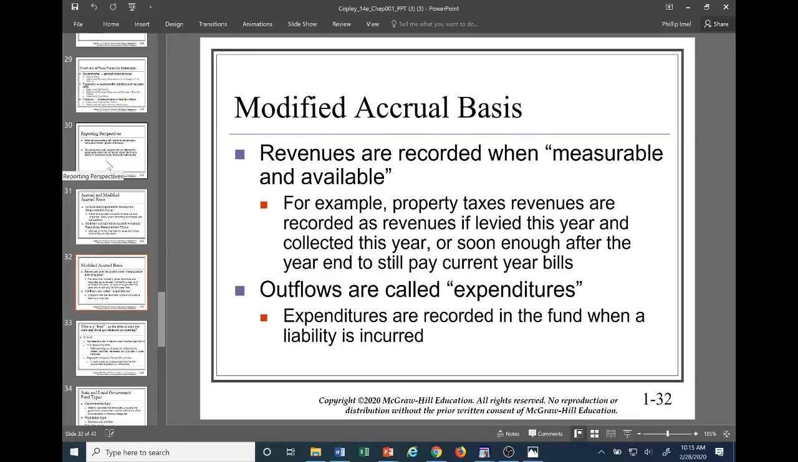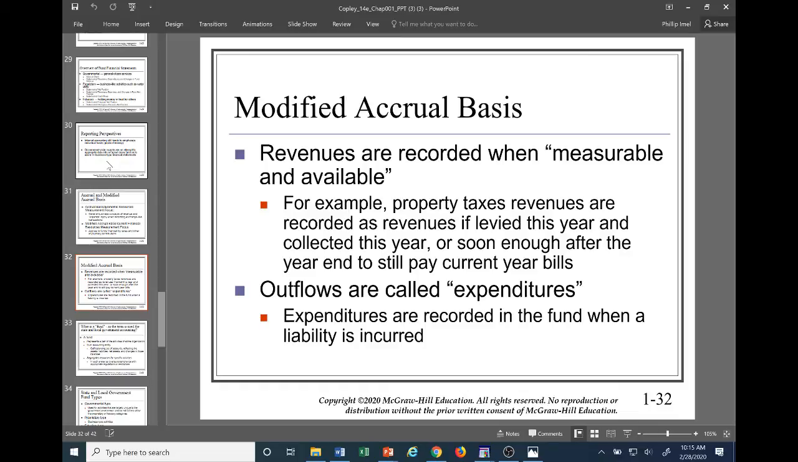So let's talk about how revenues are recorded. Remember, in governmental, they're recorded when they're measurable and available, as opposed to when they're earned. So within the governmental funds, we want to do measurable and available. So what's a good example of why money would be available in a period? What's the determining factor there?